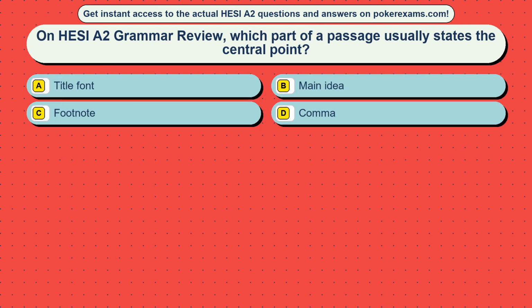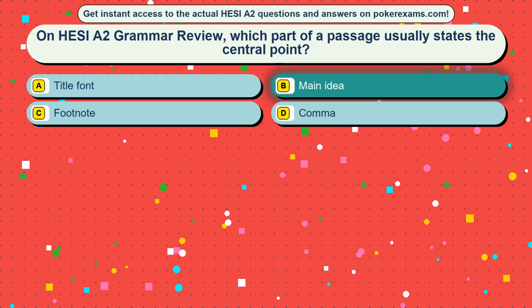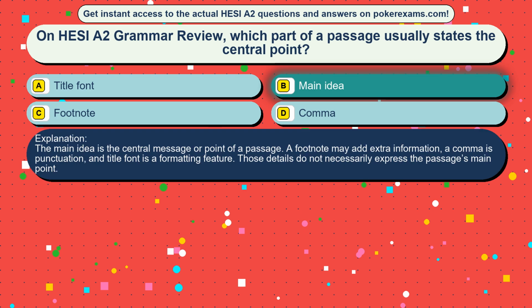Question 24. On HESI A2 Grammar Review, which part of a passage usually states the central point? Option A, title font. Option B, main idea. Option C, footnote. Option D, comma. The correct answer is option B, main idea. The main idea is the central message or point of a passage. A footnote may add extra information, a comma is punctuation, and title font is a formatting feature. Those details do not necessarily express the passage's main point.